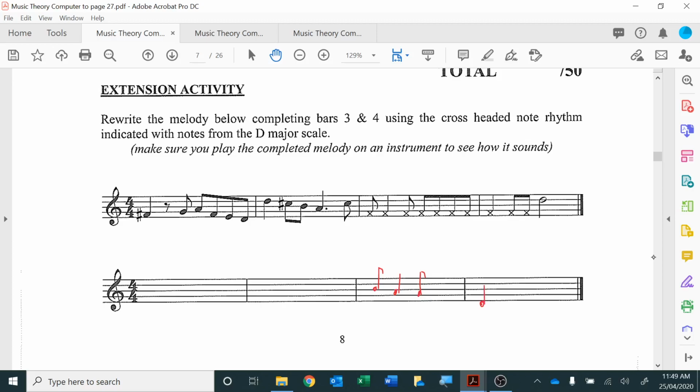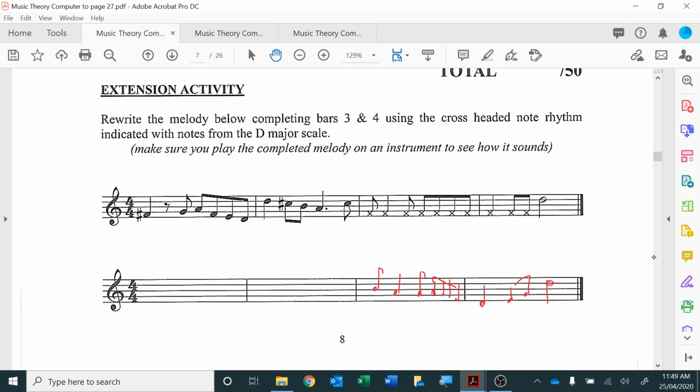So I need 1, 2, 3, 4. So I'll start on the A, G, F, E. I didn't leave myself much room, did I? And then dum, dum, dum, dum. There we go, that should sound fine.